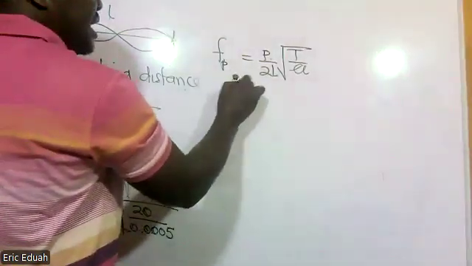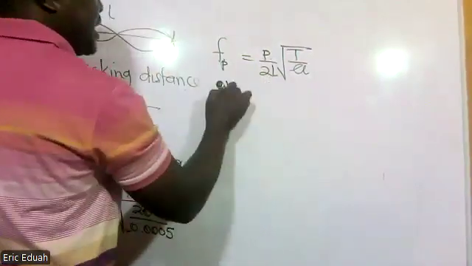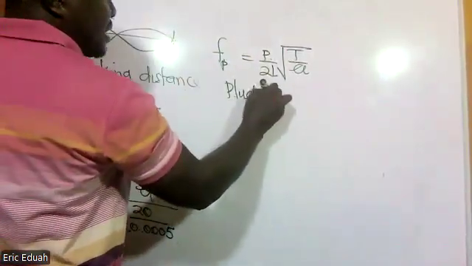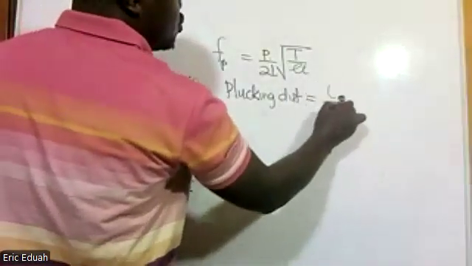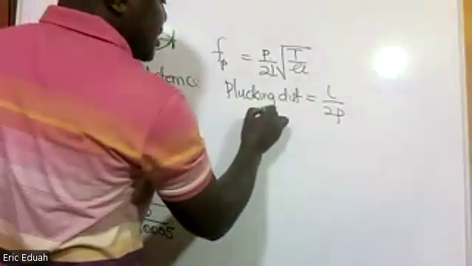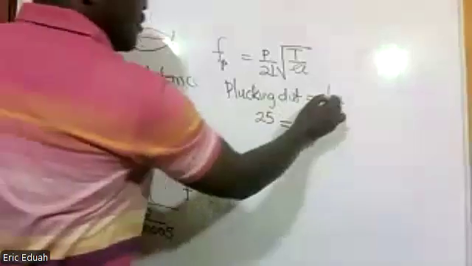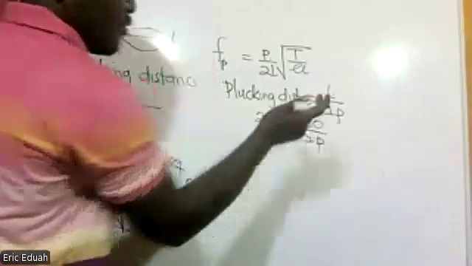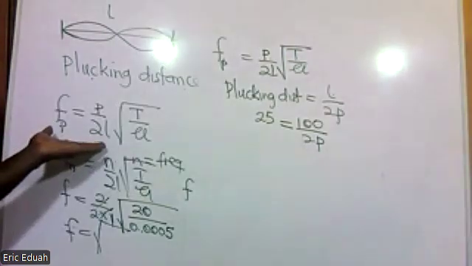Now, P relates to the length of the string by L over, I said, the plucking distance, where to vibrate. Plucking distance is equal to L over 2P. The question gave you the plucking distance to be 25. Then the length of the string is 100 centimeter, 1 meter. So find the value of P from the question, get P and substitute it here.